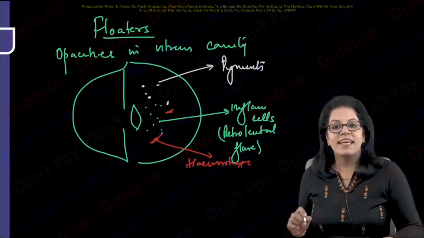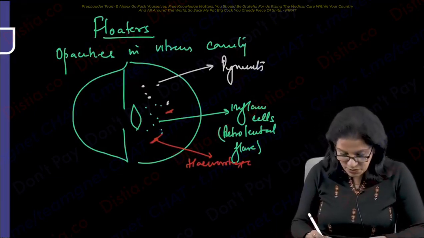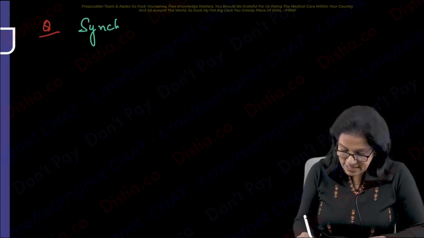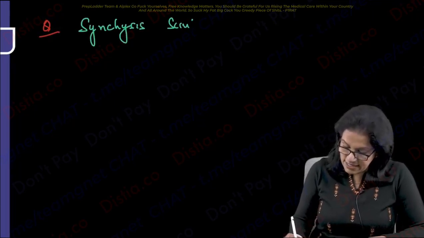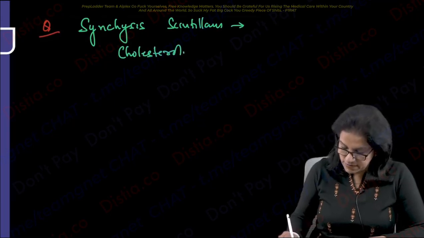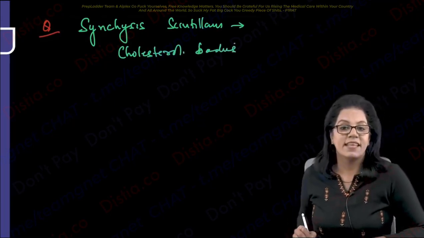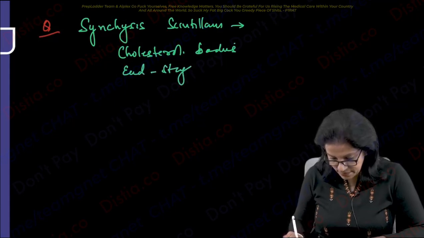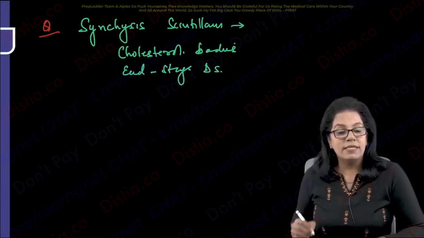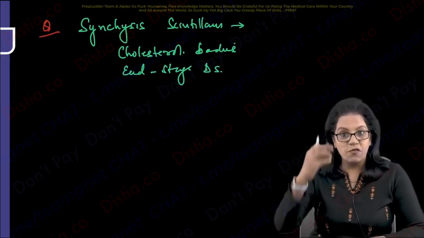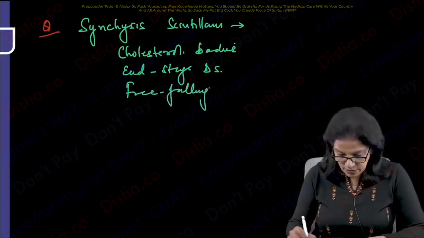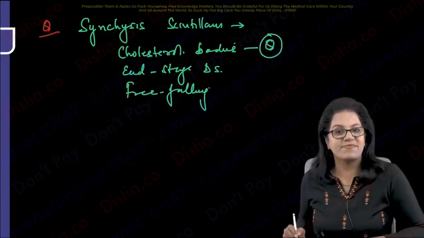What else? Next, a very, very important question. This is also a floater, synchysis scintillans. Now what is synchysis scintillans, all of you? These are cholesterol bodies, right? And they are generally seen in end-stage disease. And very important, when you ask the patient to look up and down, they are free falling. So the question has been asked on what they are composed of.